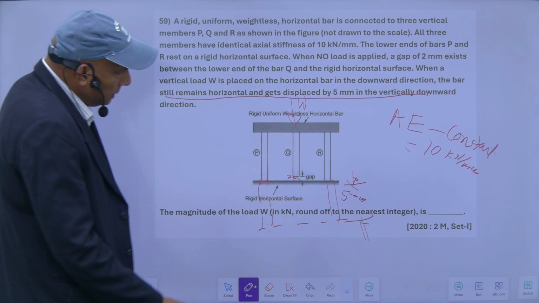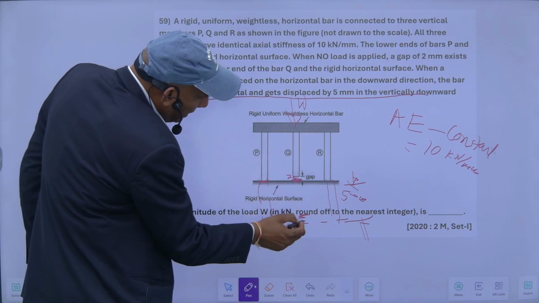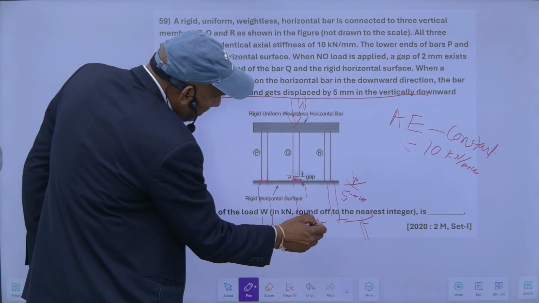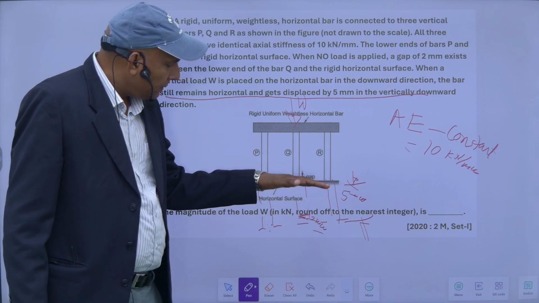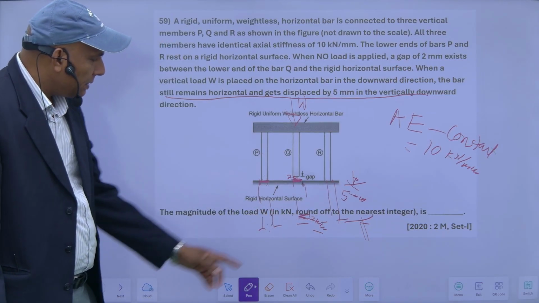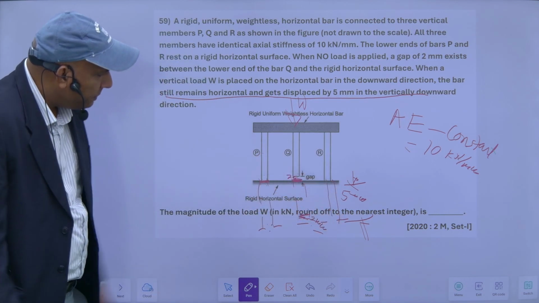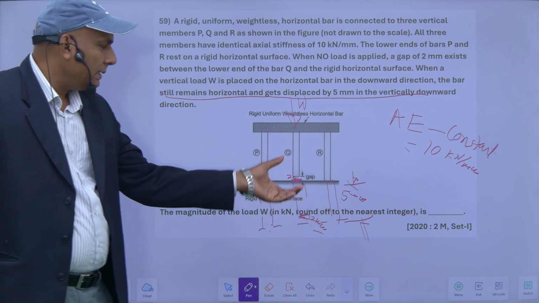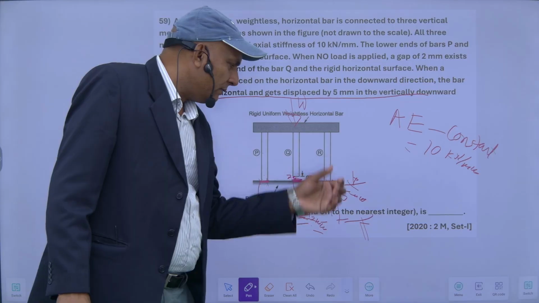But this gap of 2 mm will also be here. So this gap will still be maintained, since this is a rigid horizontal surface, so after application of the load its position will remain the same. So the gap is 2 mm. This is 5 mm, this is 5 mm, and here the displacement will be 5 minus 2. So in the central bar the elongation is 3 mm, whereas in the outer bar the elongation is 5 mm.